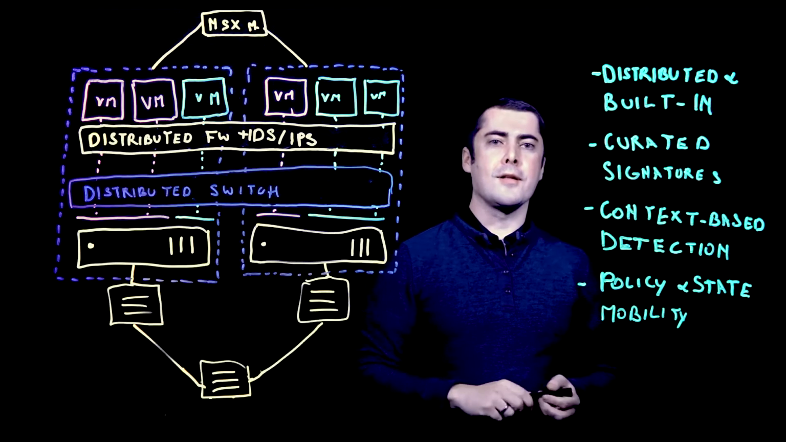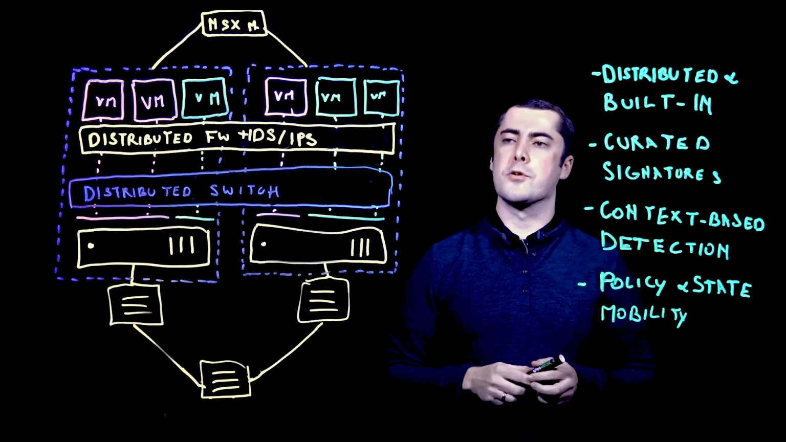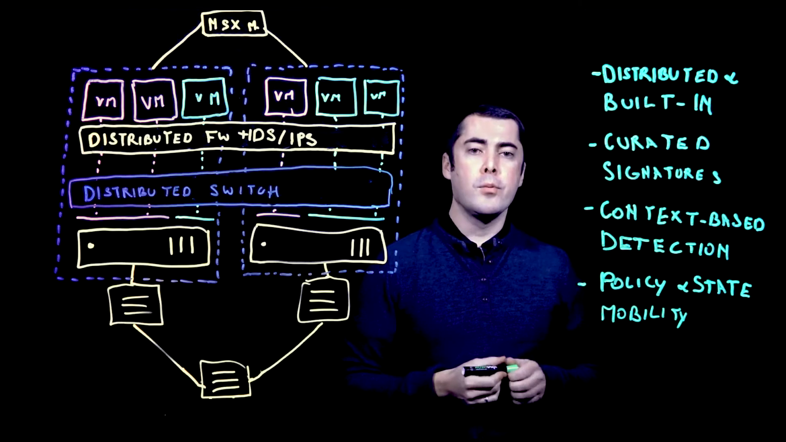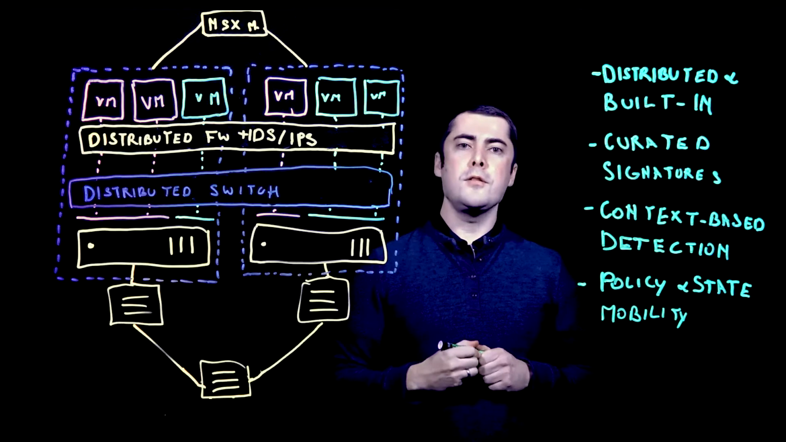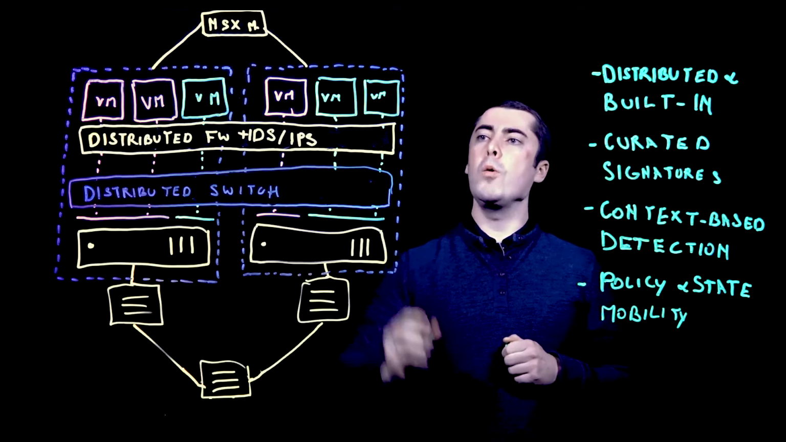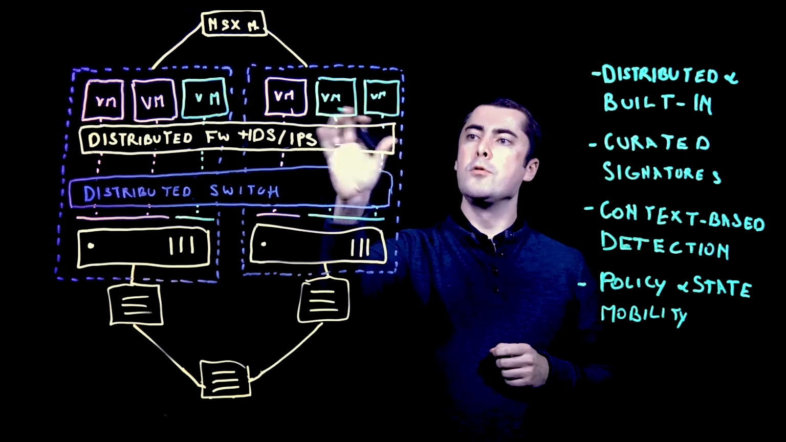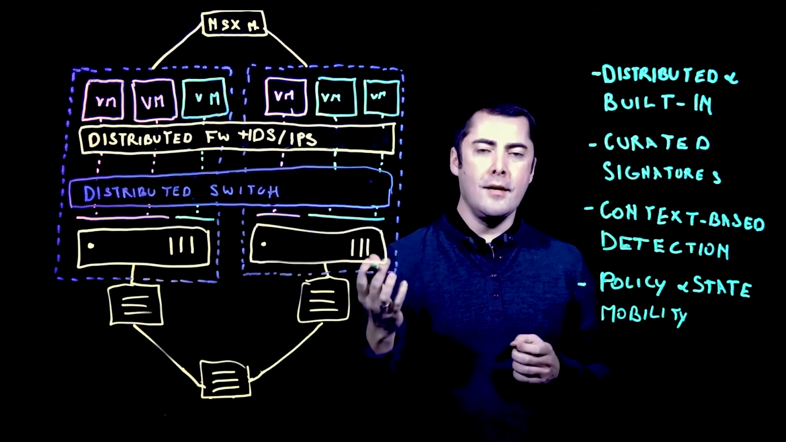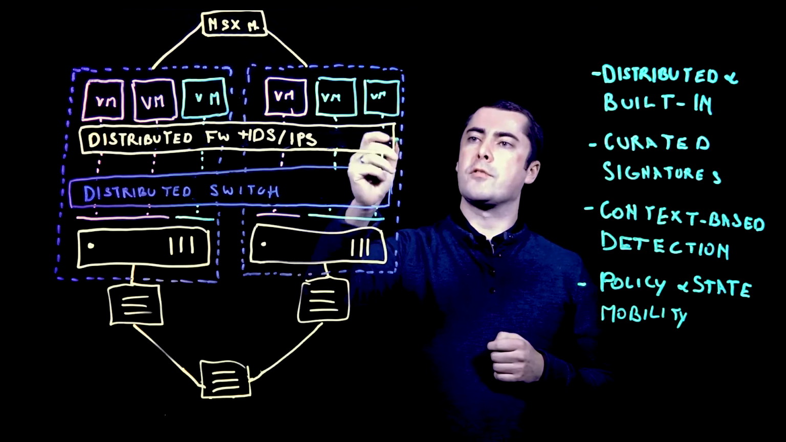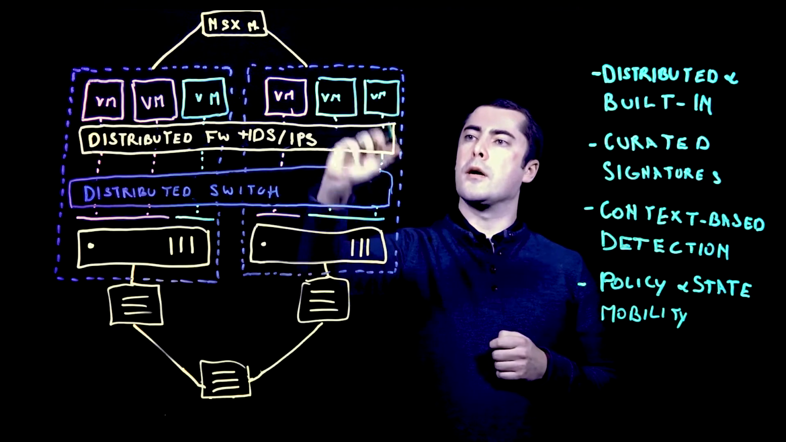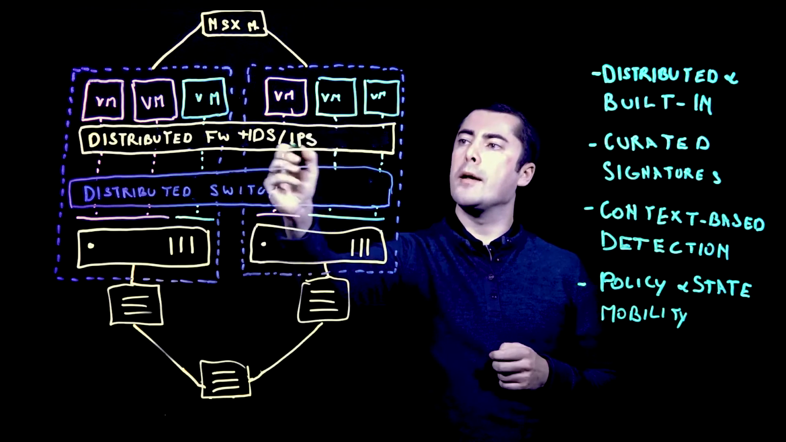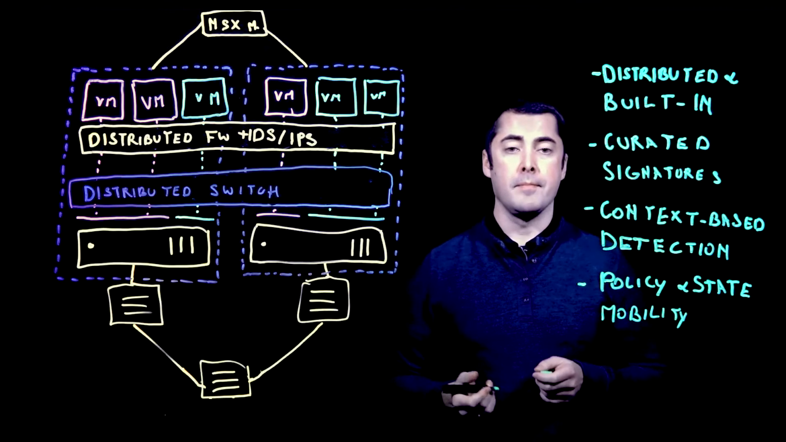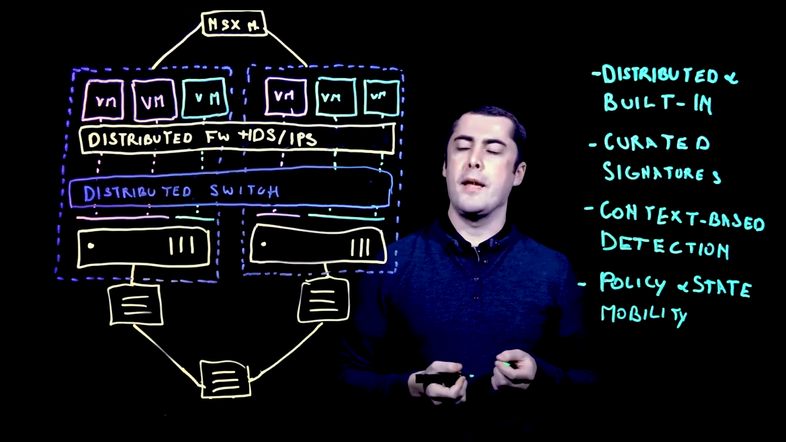With the NSX-T Distributed IDS and IPS, we also provide curated signatures. And for those of you who are familiar with the distributed firewall, you might be familiar with a concept called applied to. Applied to is basically what allows us to only apply the relevant firewall rules to specific workloads. Imagine if you have a database server here. It really doesn't make any sense to apply a firewall rule that allows traffic from the web application to the application tier to our database server as well. It's not relevant to that. The database server is never going to see that traffic. Same thing applies to an IPS.